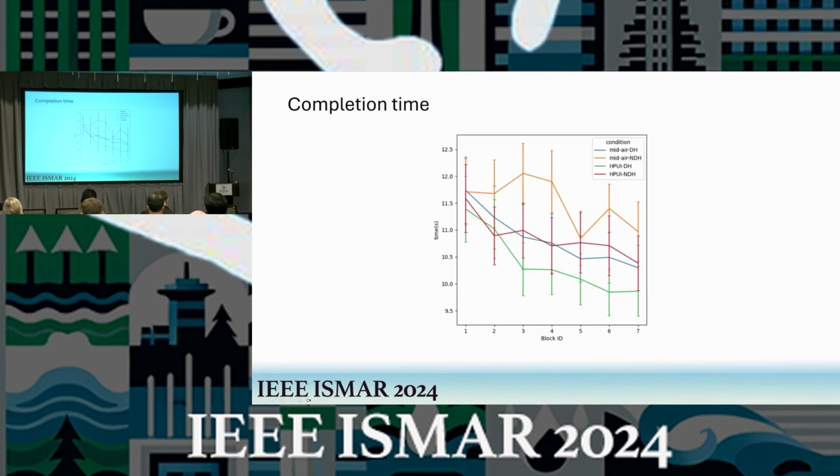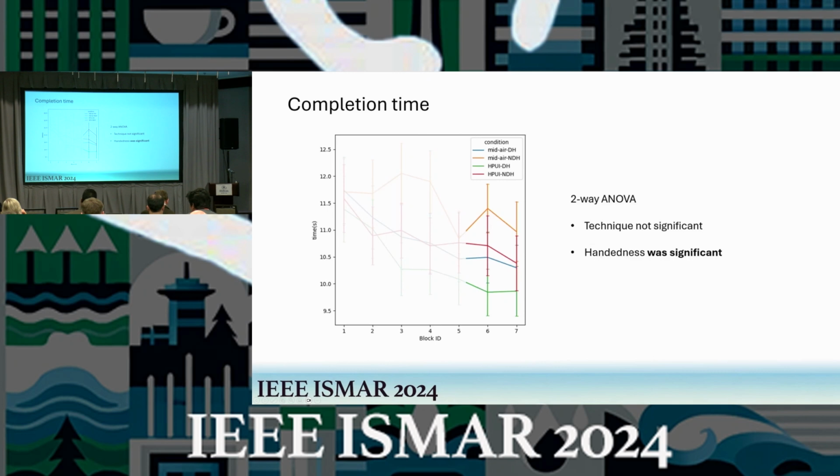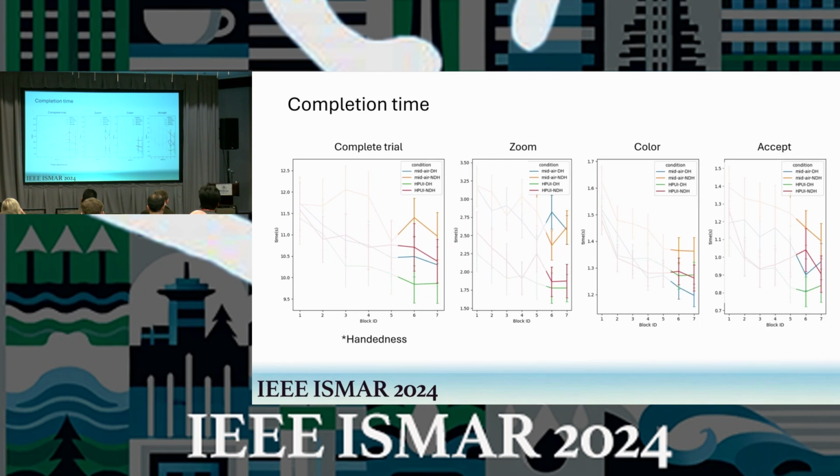In the interest of time, I'm going to talk about some of the more interesting results. First, we looked at the average time to complete one set per block. And our analysis primarily focused on the last 2 blocks. A two-way ANOVA shows that the technique did not have a main effect, but the handedness had a main effect. To better understand what is happening here, we broke down the trial into the separate functions, that is the zoom, the color, and the accept. And then we see the technique had a main effect for the zoom and the accept, but not the color.